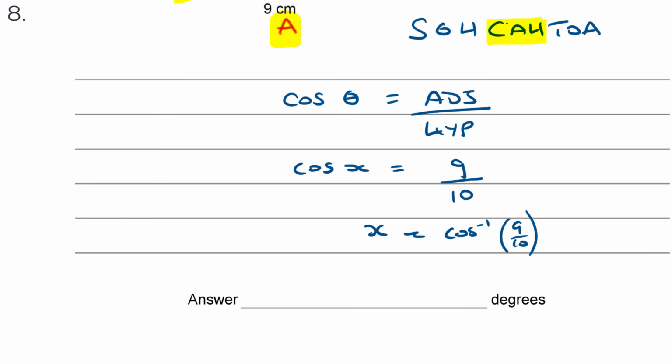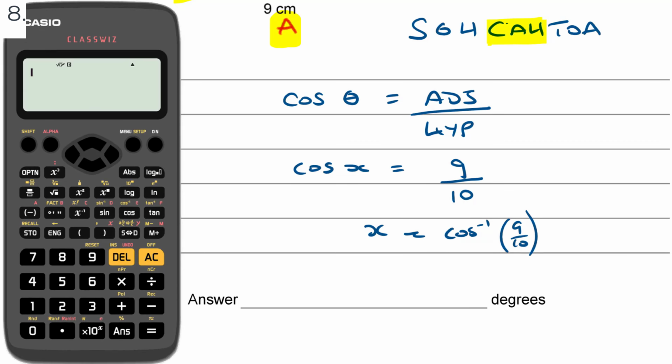Okay, so reaching for the calculator, shift cos 9 divided by 10 comes out to 25.84, which I'm just going to round off to 1 decimal place, 25.8.